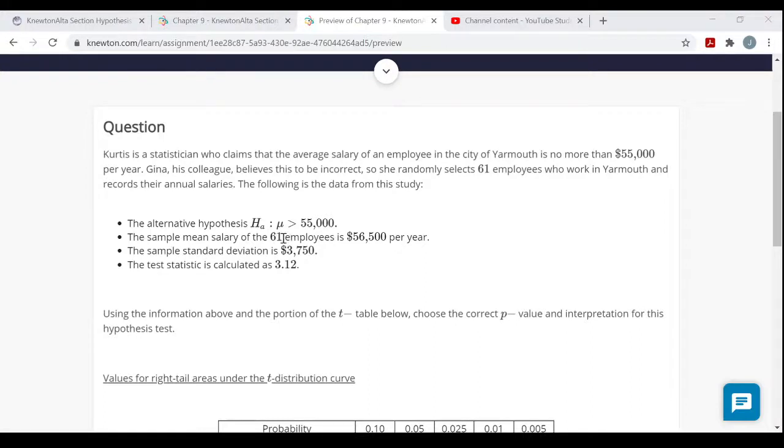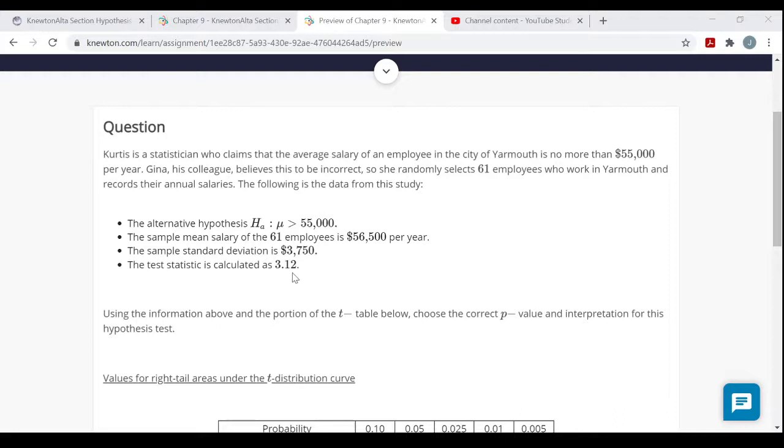The sample mean of these 61 employees is $56,500 per year. The sample standard deviation is $3,750, and they've already calculated the test statistic for us. Remember, that would be a t-score: you take 56,500, the sample mean, subtract the assumed mean, 55,000, and divide by the standard deviation of the sample means, which is 3,750 divided by the square root of 61, that is, s over the square root of n. If you did that, you end up with approximately 3.12, a t-score of 3.12.